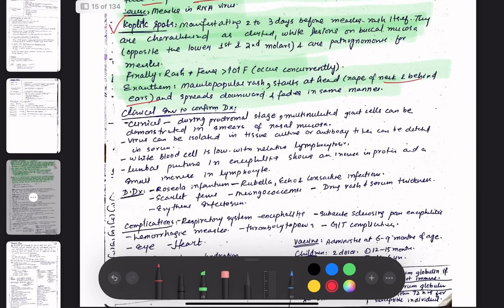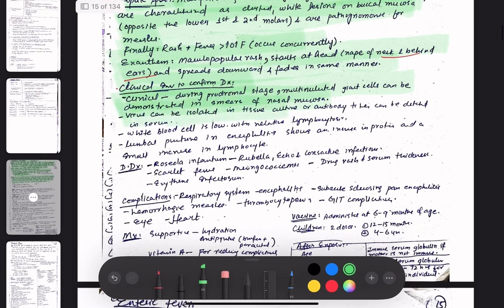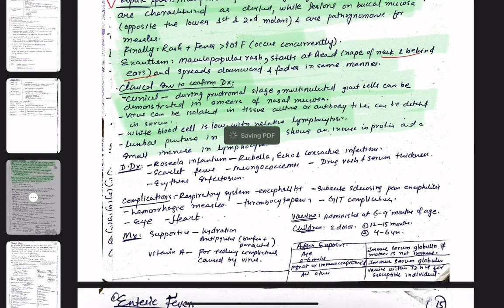Now the clinical investigations that are done for measles to confirm the diagnosis: during the prodromal stage, multinucleated giant cells can be demonstrated in smears of nasal mucosa, and the virus can be isolated in tissue culture, or antibody titer can be detected in serum. As it is a viral disease, the virus will be detected. White blood cell count is low with relative lymphocytosis, and lumbar puncture in encephalitis shows an increase in protein and a small increase in lymphocytes. If you do the lumbar puncture, then there will be increased proteins in the CSF, and there will be a little bit of increase in the lymphocytes.